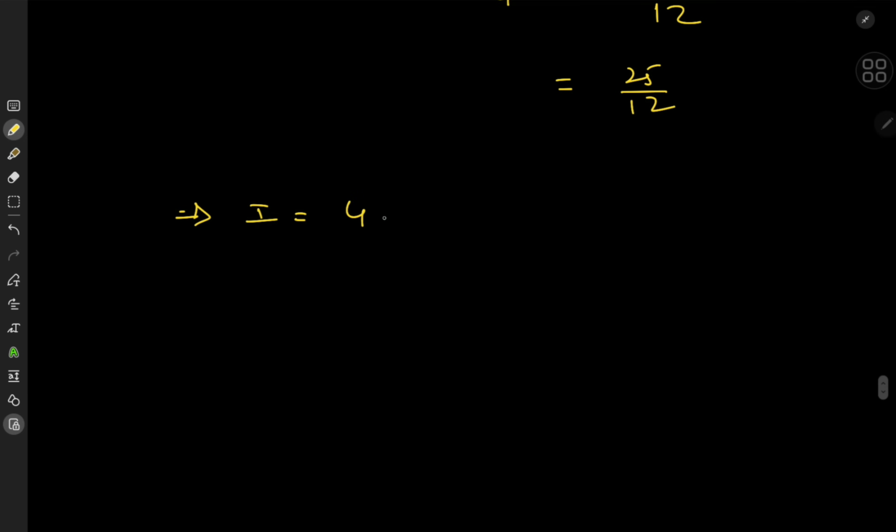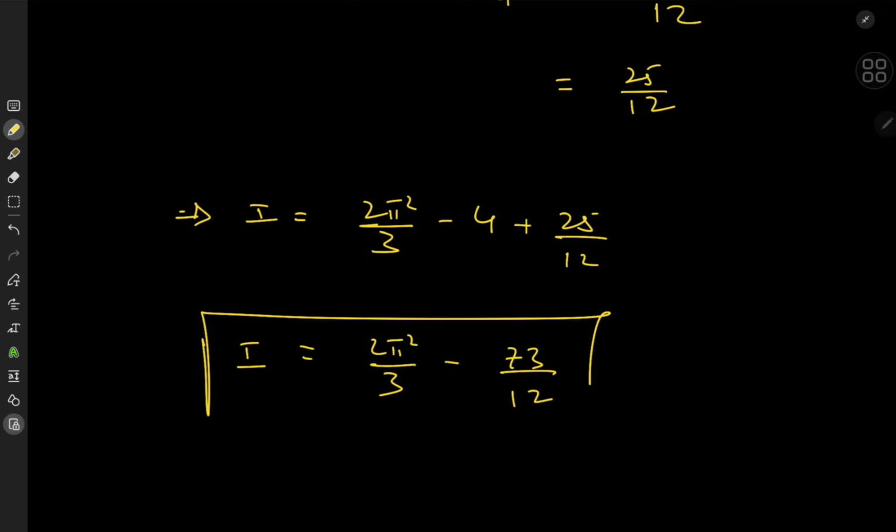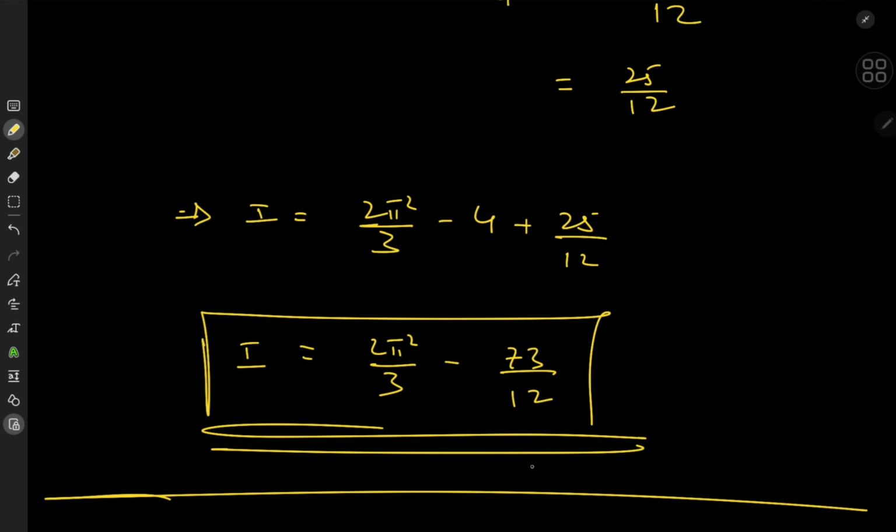I here equals 4 times pi squared over 6 minus 1, which we know is going to be 2 pi squared over 3 minus 4 plus 25 over 12, which is 2 pi squared over 3 minus 48 plus 25, 73 over 12. Yeah, that agrees with the results from MIT. Nailed it. Problem 3 now.